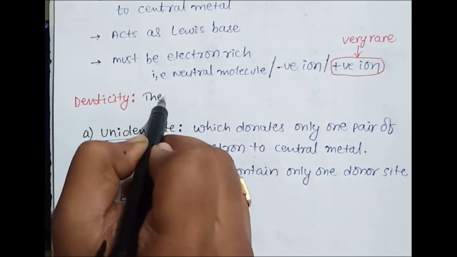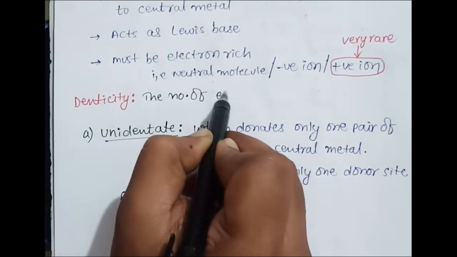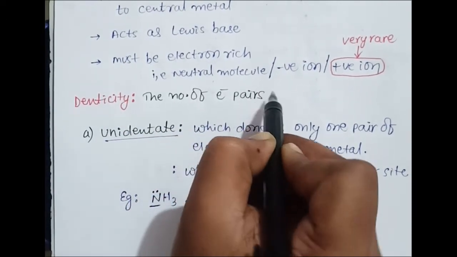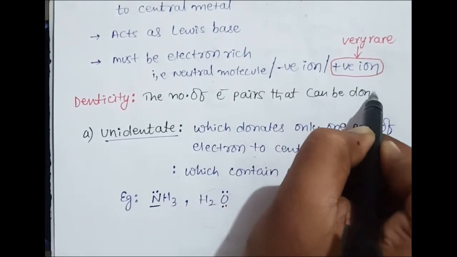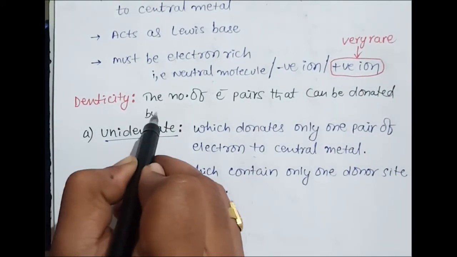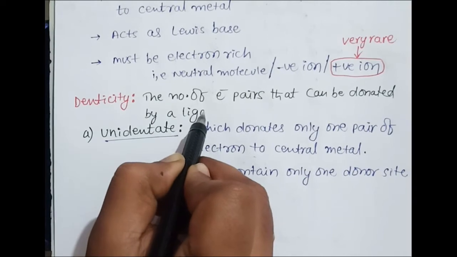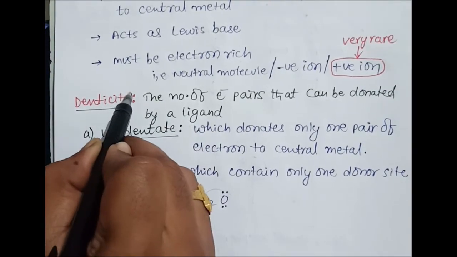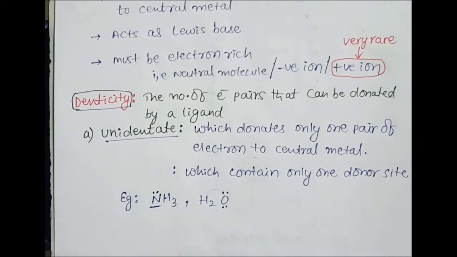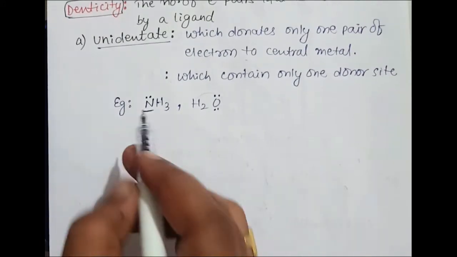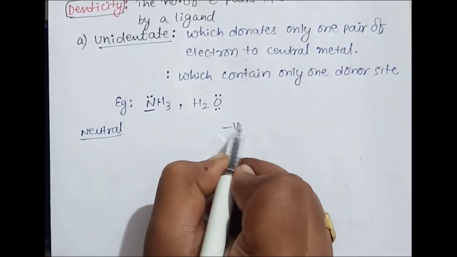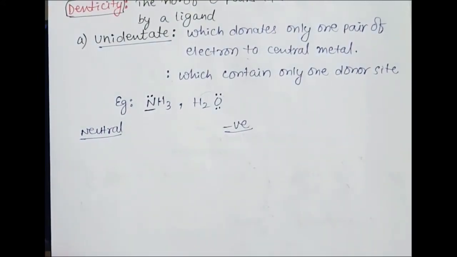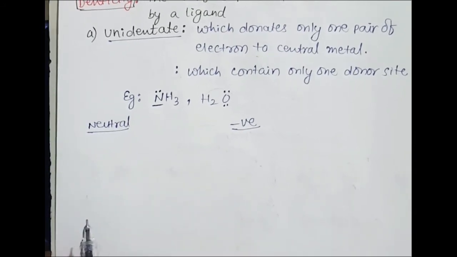So the number of electron pairs that can be donated by a ligand is called denticity. Or I can say the number of donor sites is also known as denticity. So as I told, ligands are of two types, mostly neutral ligands or negative ligands, and very rare positive ligands are there. So I'm going to give you some examples with their IUPAC names.